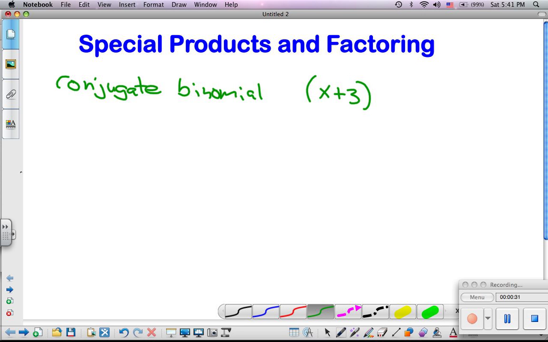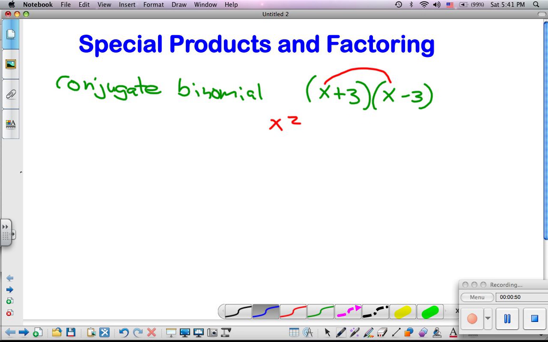I'm sorry, x plus 3, and the conjugate of that would be x and the 3, but instead of the plus we have a minus, okay? And when we multiply these two things, what happens is we do what's called FOIL, but there's a more general method. So x times x gives us an x squared.